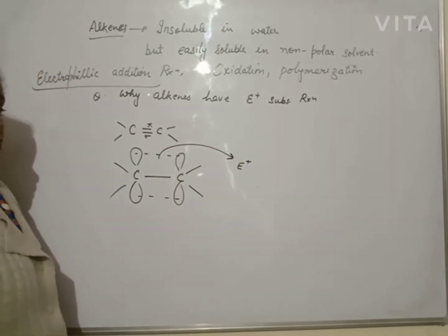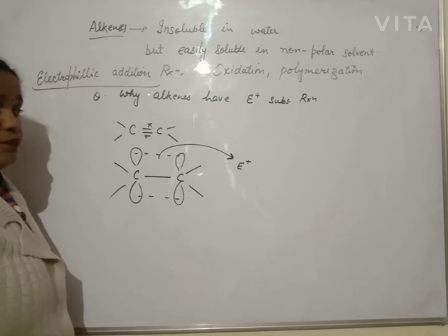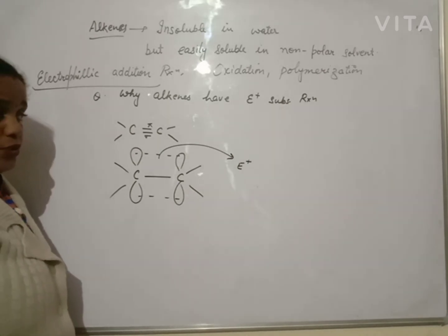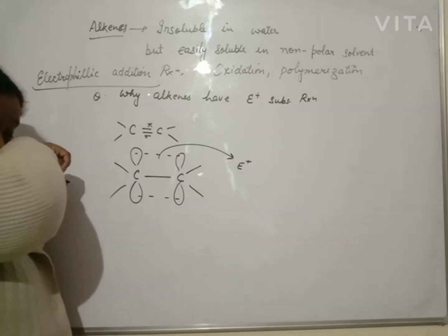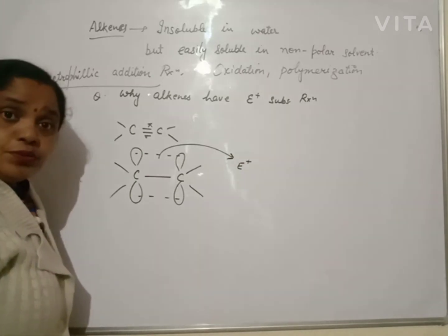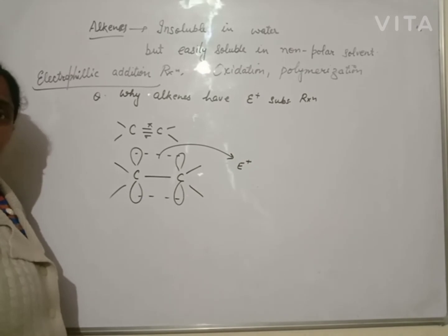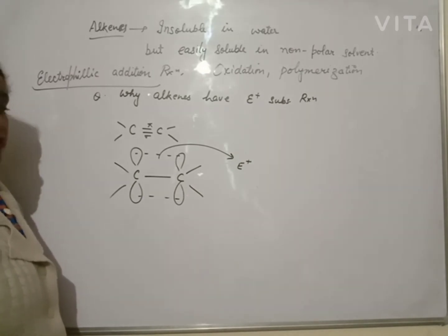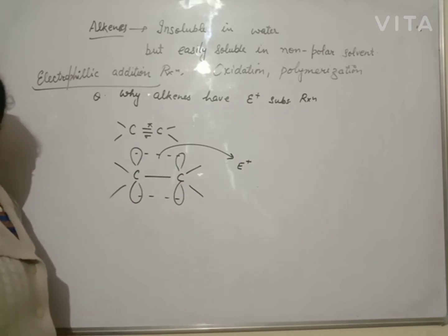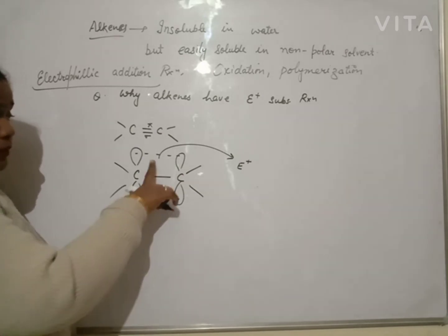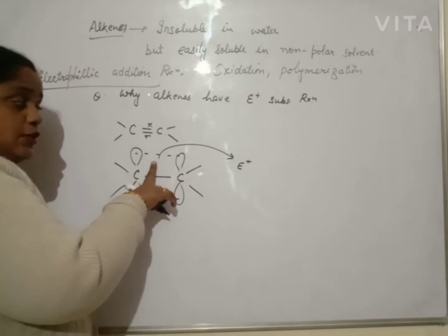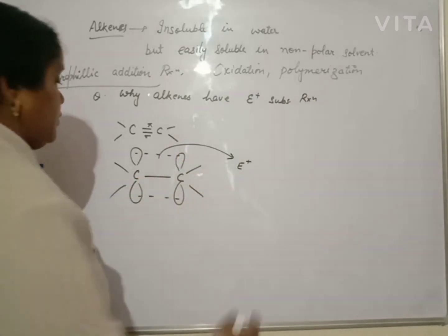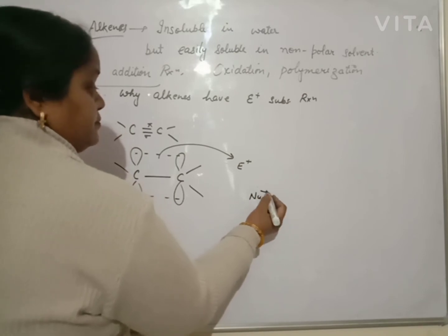This pi electron cloud transfers towards the electrophile. So for addition of electrophile, there is no need to remove the hydrogen. If hydrogen is replaced by electrophile, it is substitution. There is no need, because the pi electron cloud present above and below the sigma bond shifts itself towards the electron deficient species.